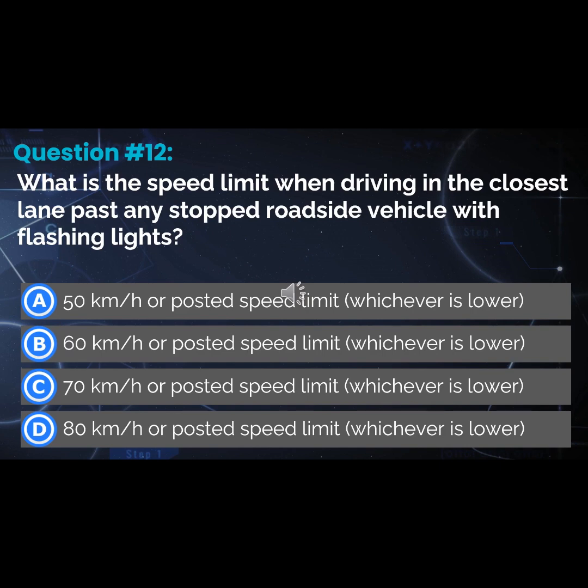Question 12. What is the speed limit when driving in the closest lane past any stopped roadside vehicle with flashing lights? A. 50 kilometers per hour or posted speed limit, whichever is lower. B. 60 kilometers per hour or posted speed limit, whichever is lower. C. 70 kilometers per hour or posted speed limit, whichever is lower. D. 80 kilometers per hour or posted speed limit, whichever is lower. The correct answer is B. 60 kilometers per hour or posted speed limit, whichever is lower.